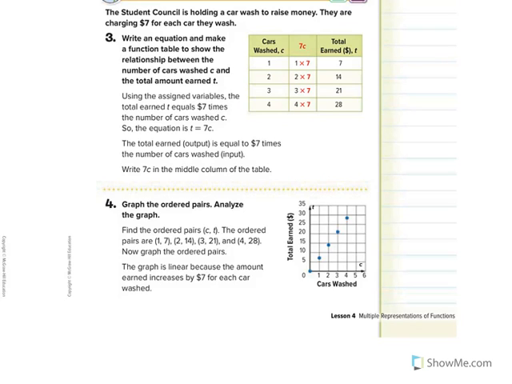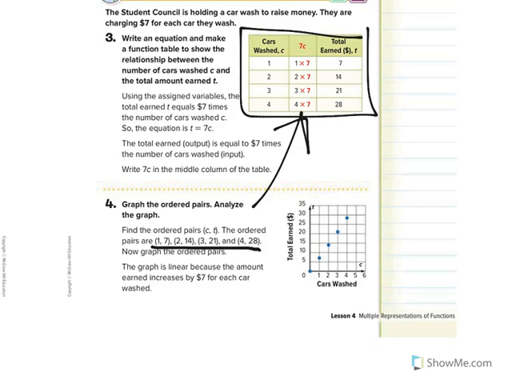Example 4 continues building off of example 3. It asks you to graph the ordered pairs and then analyze the graph. So remember, we've come up with all of the ordered pairs from our input-output table up here, and they've listed them here for you: (1, 7), (2, 14), (3, 21), (4, 28). And those all came from this function table, how many cars were washed, and then the total earned.